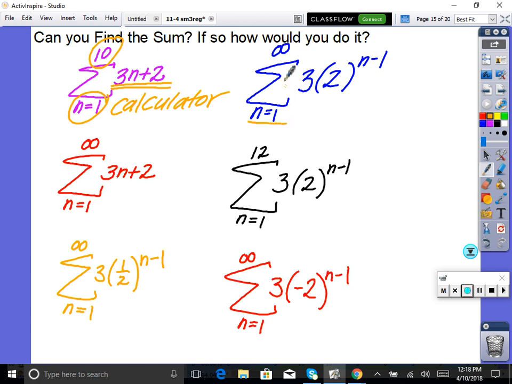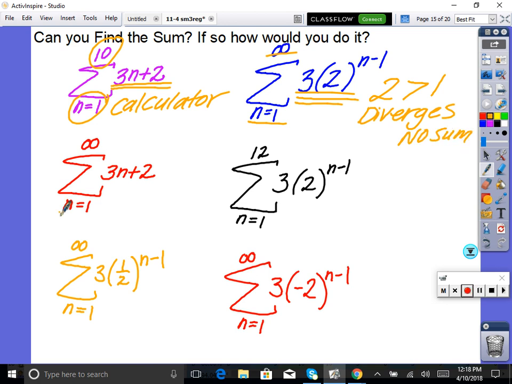So it's 1 to infinity. It is what kind? Arithmetic or geometric? Geometric. Well, some geometrics you can. So you'd say 2 is greater than 1, so it diverges. So no sum. Does everybody see?